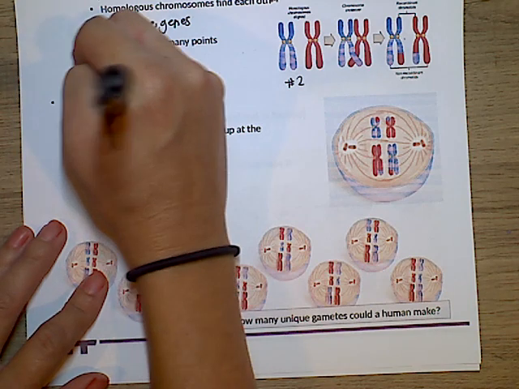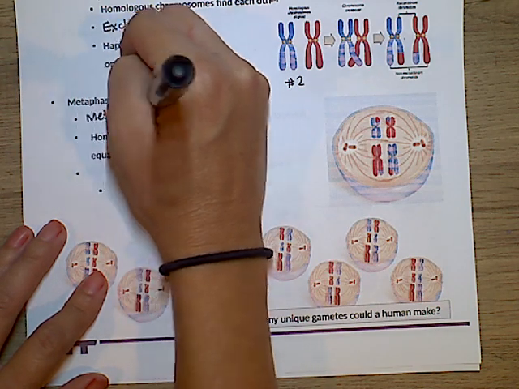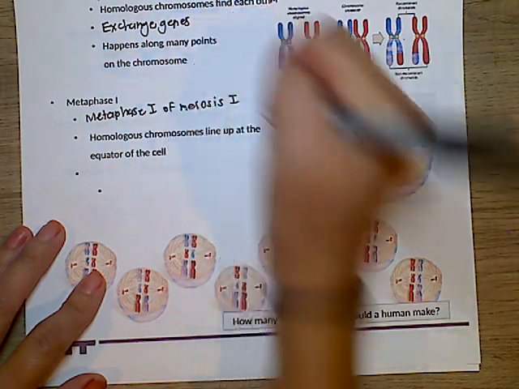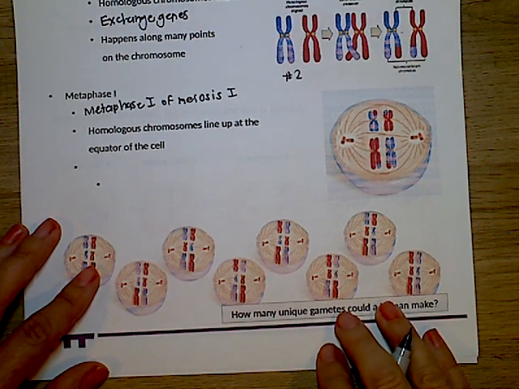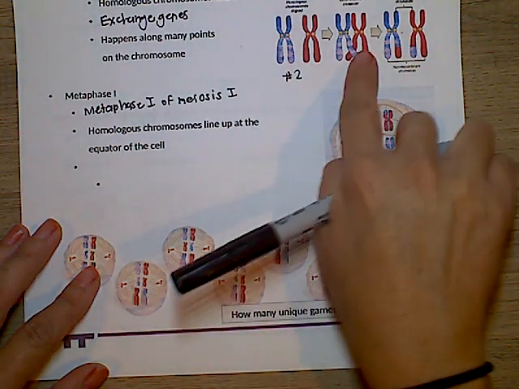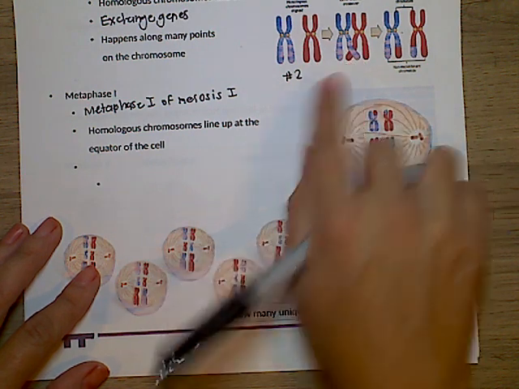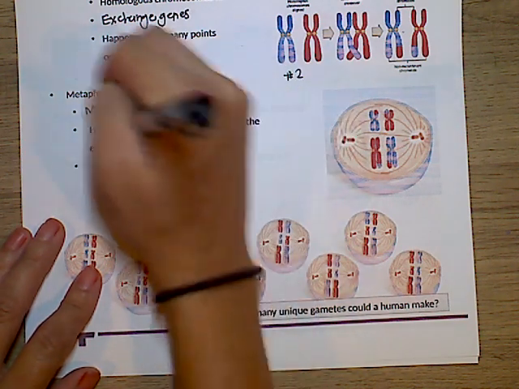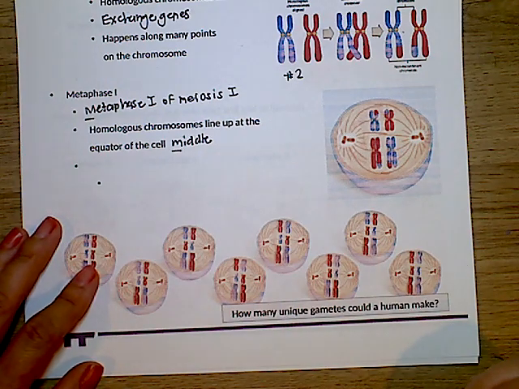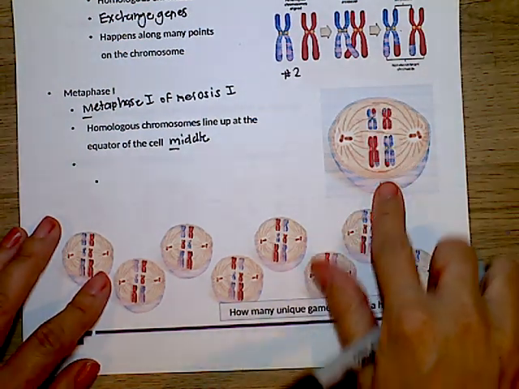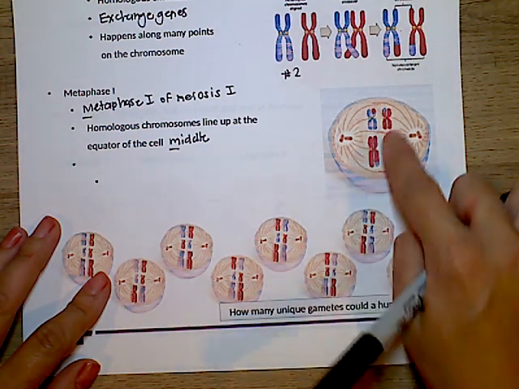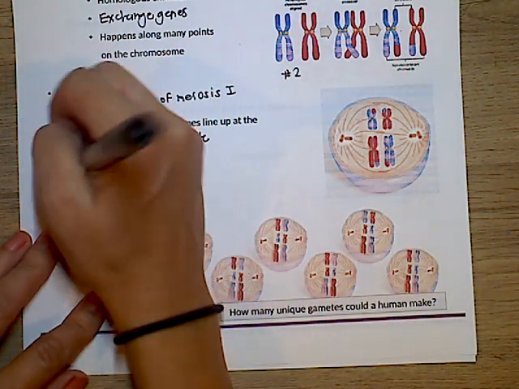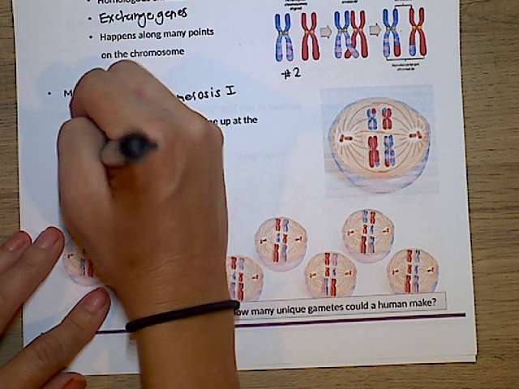So this is just metaphase 1 of meiosis 1. And so our homologous pairs have already matched up, and now they're going to line up at the equator, for metaphase, for middle of the cell, like you see here. So homologous pairs, they've swapped pieces of DNA, they're going to line up at the middle of the cell. And then this is where something called independent assortment happens.